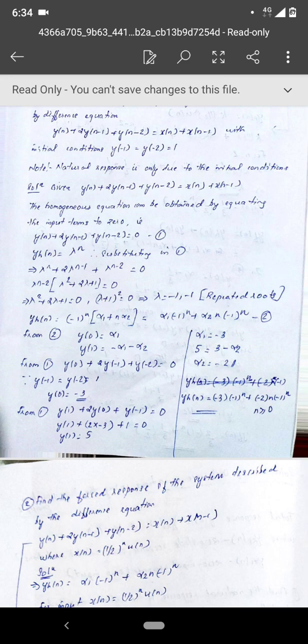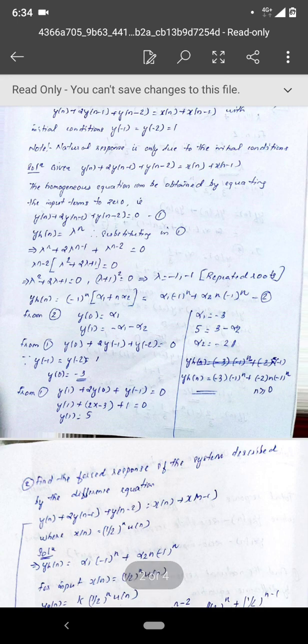I told you that for finding the natural response, you need not consider the actual input. The forcing function or the external input should be taken as 0. So the input is on the right hand side, you just equate that to 0, and you'll get y of n plus 2 y of n minus 1 plus y of n minus 2 is equal to 0. Take that as equation number 1. The rest of the procedure is almost the same. This equation number 1 is called a homogeneous equation. Why is it called the homogeneous equation? Because on the right hand side, the complete thing is equated to 0. Such an equation is called a homogeneous equation.